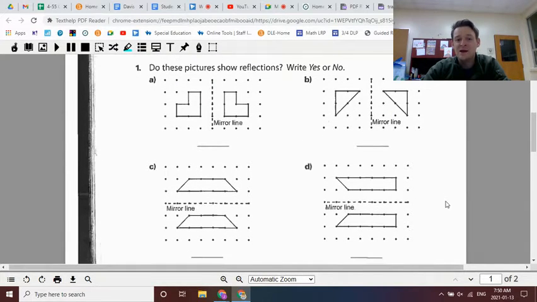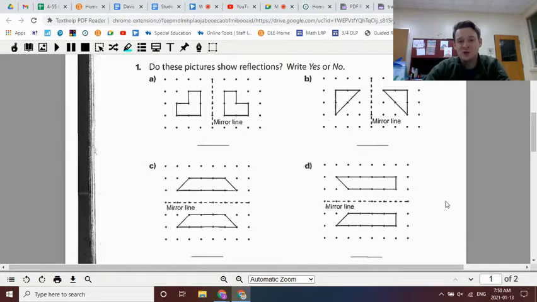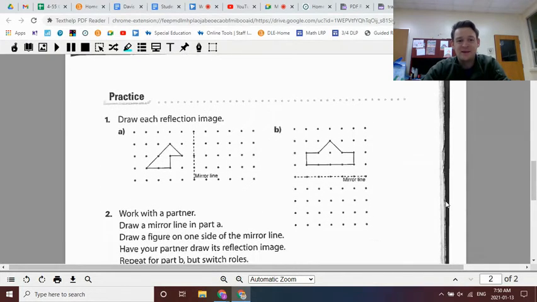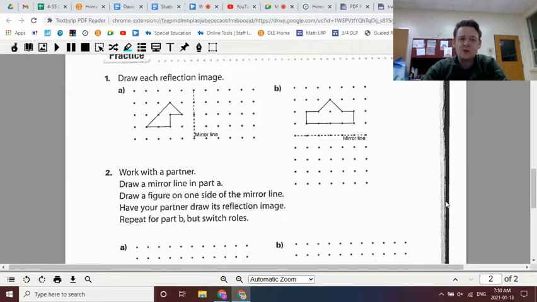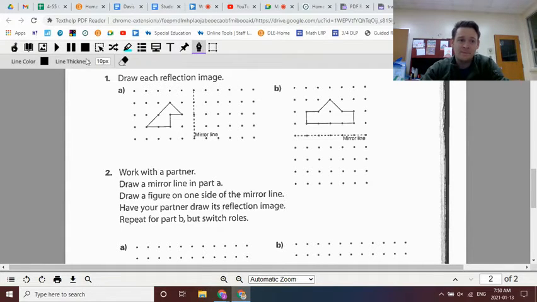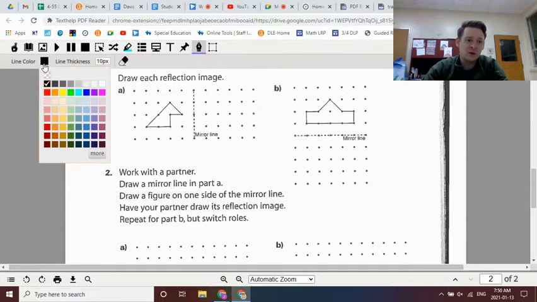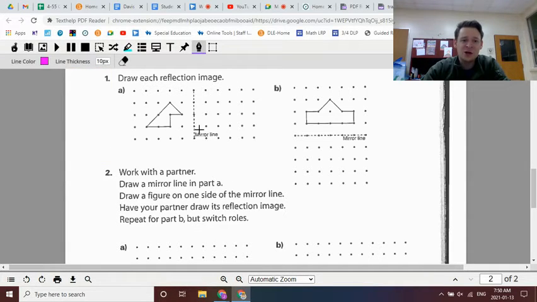I can give you a hint. Only one of them does not show a reflection. And down here, I want you to practice. So what I usually do, and I can do one for you, and then you can show me what you know with the other one, is start with the spot closest to the mirror line because it's easier for me to count, just the way my brain works. So over here, I see this little vertex of this shape.